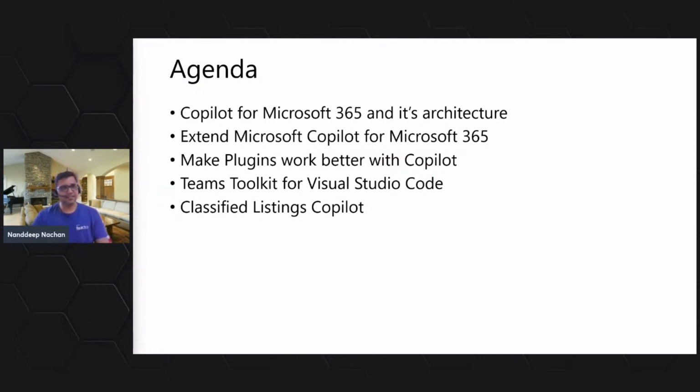All right, so let's get started. This is the agenda that we are going to discuss today. We will see Copilot for Microsoft 365 and how it is architected. We will also see how we can extend Microsoft Copilot for Microsoft 365, as well as how we can make those plugins work better with Copilot. And obviously, there we are going to use Teams Toolkit for Visual Studio Code to develop those plugins. Definitely, that should trigger a few ideas for you, so you can even contribute your ideas to the community for the betterment of everyone, and then you will be able to create those Copilots. And this is the classified listing Copilot, which we are going to demonstrate to you. I will keep that secret for a while, what that does, but this is what we are going to do.